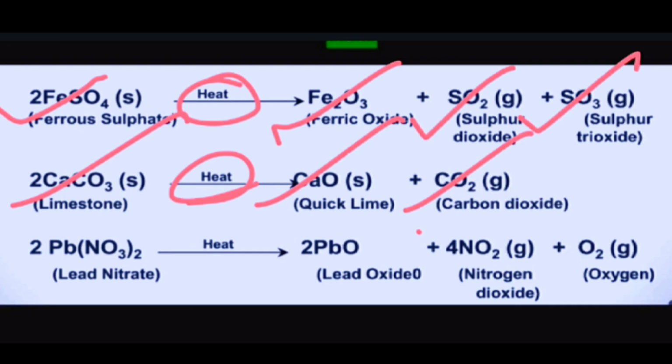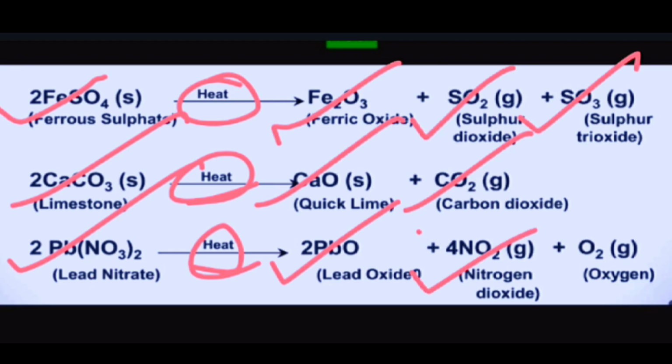Similarly, lead nitrate can produce lead oxide, nitrogen dioxide and oxygen, right? So here also the heat is required. So these all are heat dependent reactions, so they are called thermal decomposition.